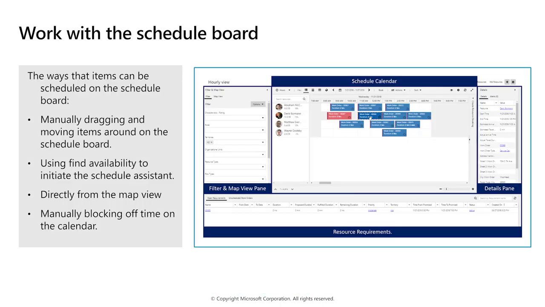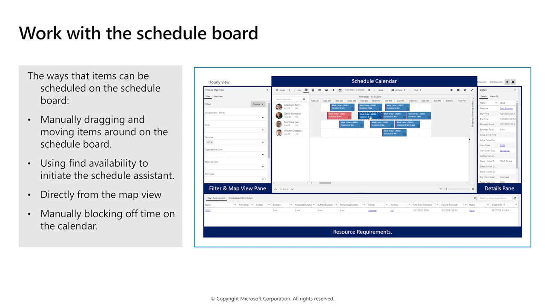In terms of working with the schedule board itself, we've seen the schedule board, and we've talked about manually scheduling items, using the assistant to suggest when to schedule it, and being able to automatically schedule items as well. But it's a bit like an Outlook calendar, because what we can do is drag and drop items around to allow dispatchers to schedule items or substitute different resources.